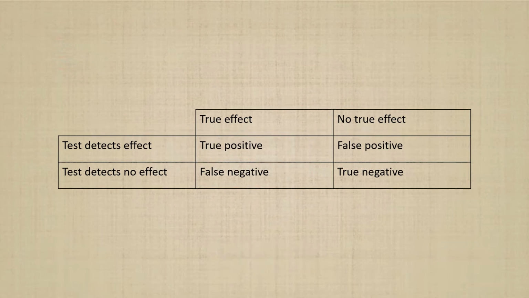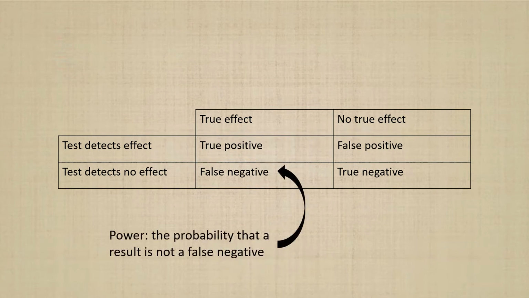Statistical power is the probability that the result of a test is not a false negative. This means that statistical power is the probability that a true effect will be detected. Statistical power ranges from 0%, where no true effects can be detected, to 100%, where all true effects can be detected. Studies that have greater statistical power are more likely to detect true effects. A study is typically said to be well-powered if its power is 80% or above.